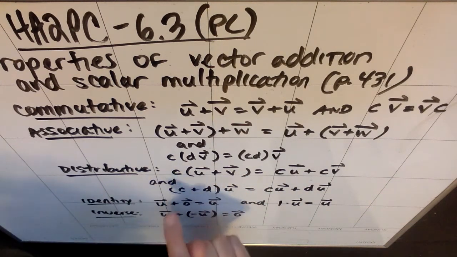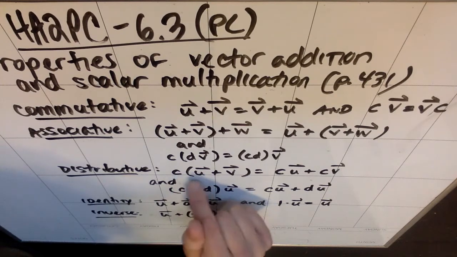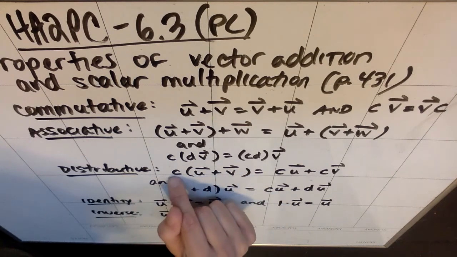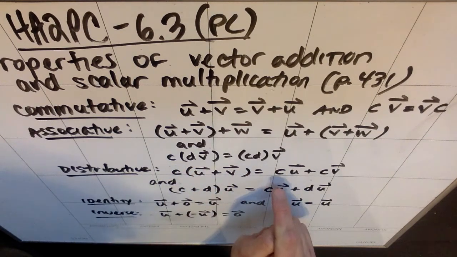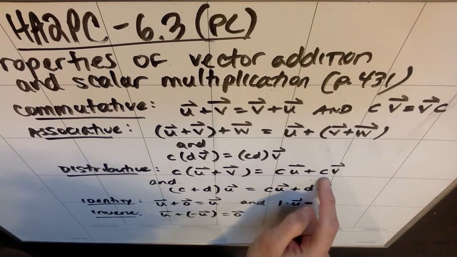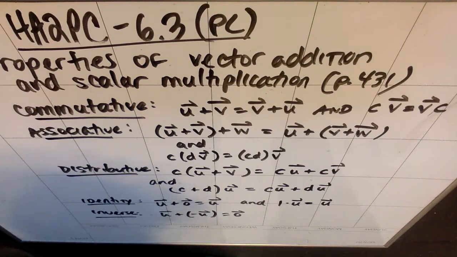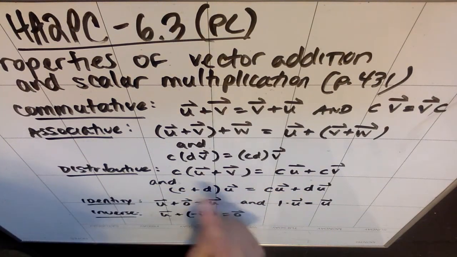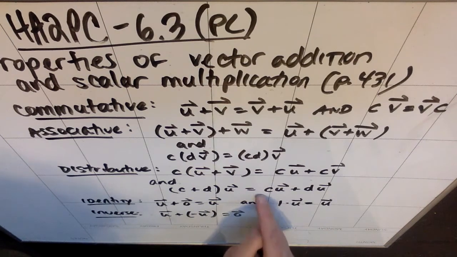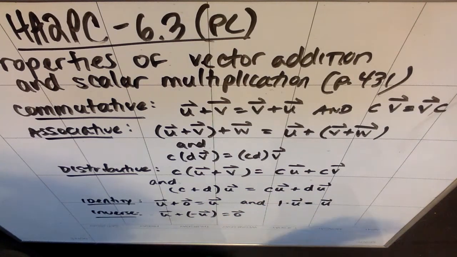Distributive: if I have a constant or a scalar in front of the sum of two vectors, I could distribute that multiplication so that I'd get c times the first vector plus c times the second vector. Similarly, if I have a single vector times a sum of two scalars, instead of combining the scalars first, I could just distribute the vector and make it c times the vector plus d times the vector.